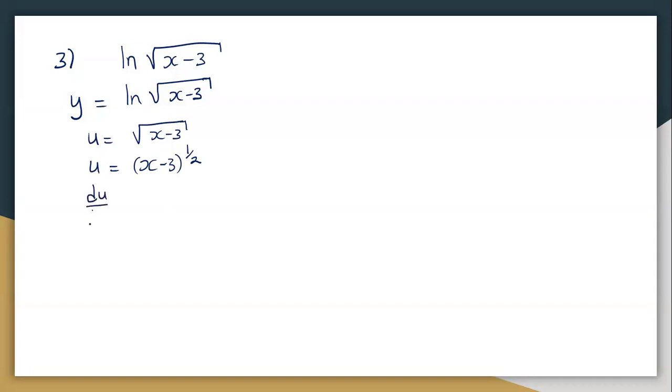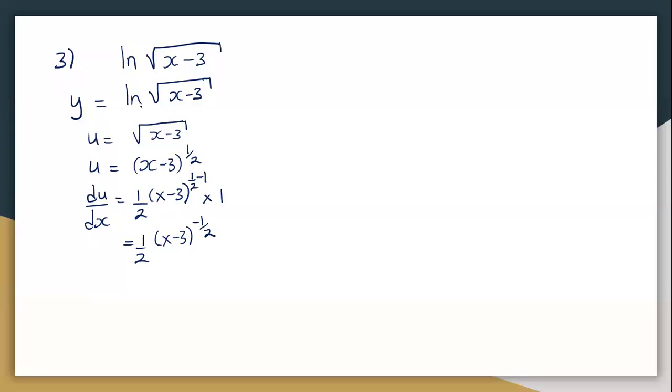So we shall have du/dx equal to: we drop the power, which is a half, write the original thing, reduce the power by 1, which will be a half minus 1. Then after, differentiate what is inside, x minus 3, which is 1. So this will be a half into x minus 3, then power negative a half.